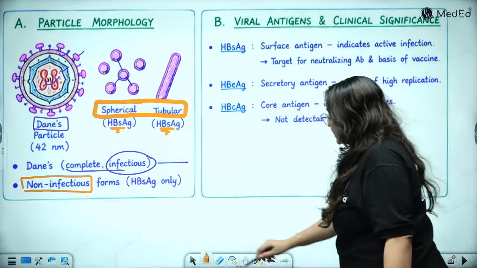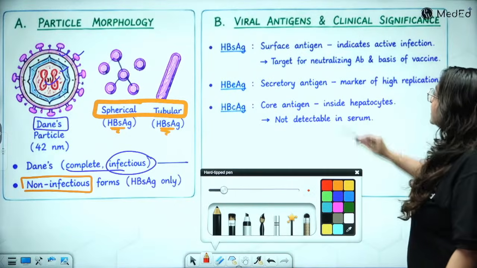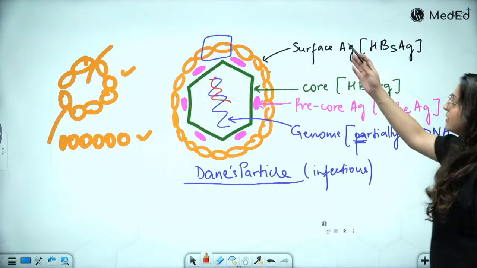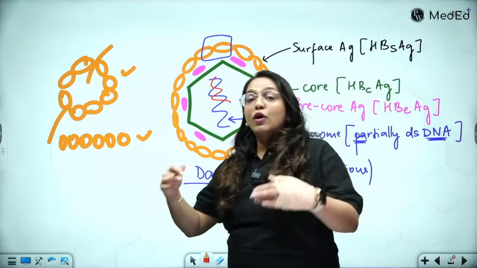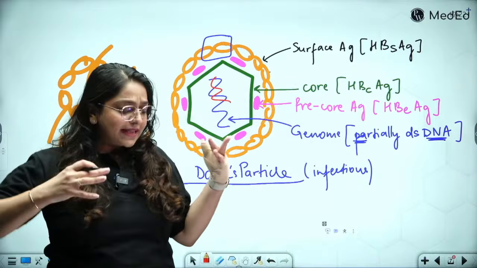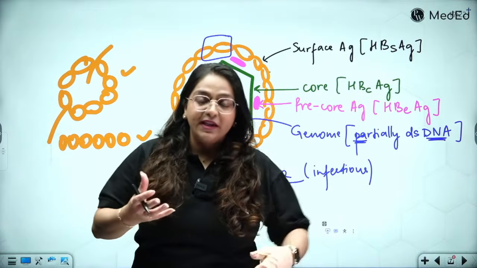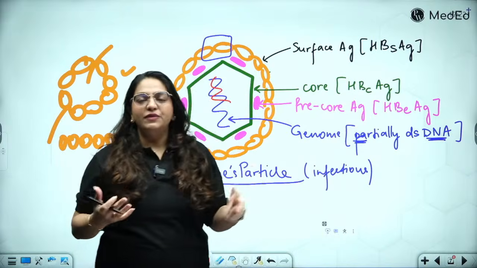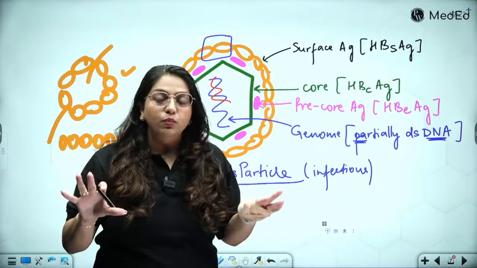All right. Next is viral antigens and clinical significance. These antigens that we have just seen, what is the significance of these antigens? What do they tell me? When I'm testing the blood of a patient, I come across hepatitis B or C or any of these antigens. What does it mean? What is the meaning of it?